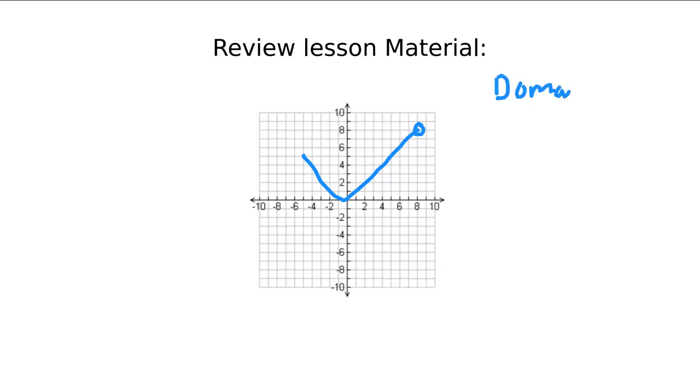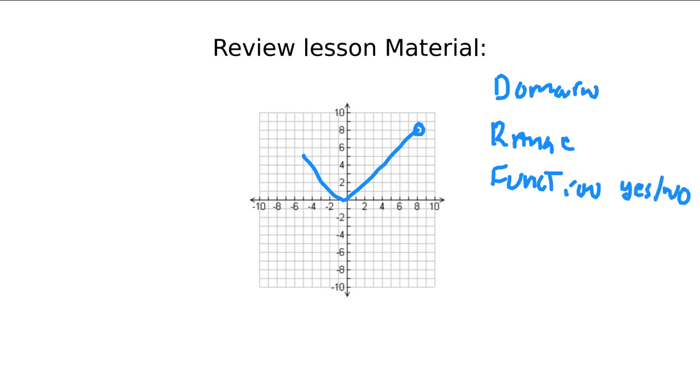Domain and range. What I'm really doing is trying to get you ready for the assessment, because there's a problem just like this on the assessment today. It asks you what is the domain, the range, and is it a function or not? Function or not, yes or no? Okay, so we'll go yes or no here.